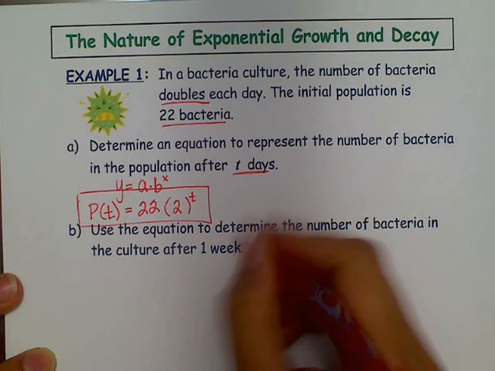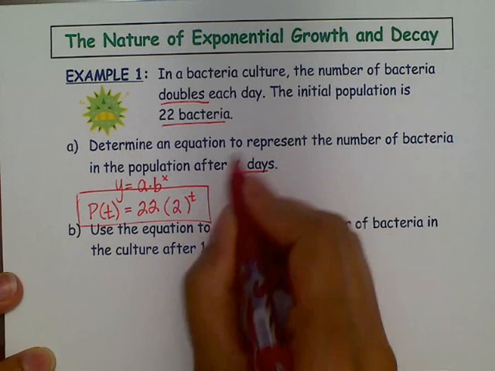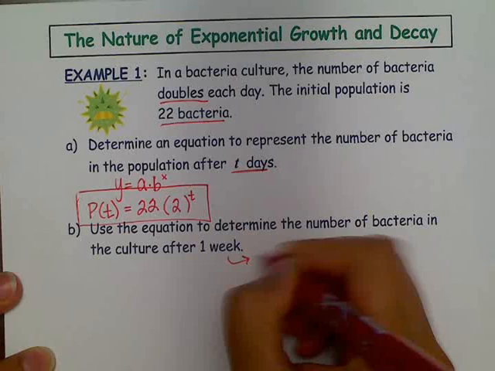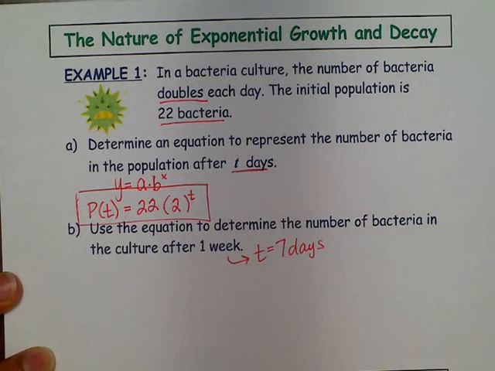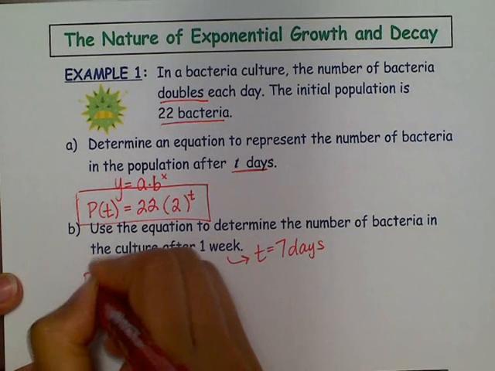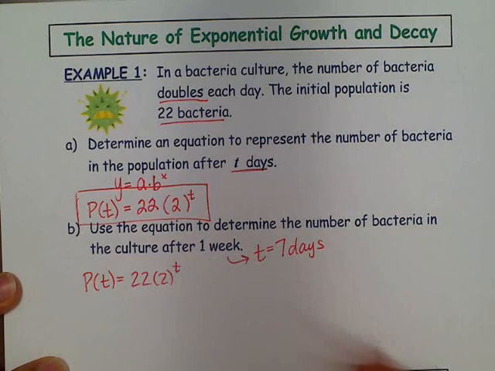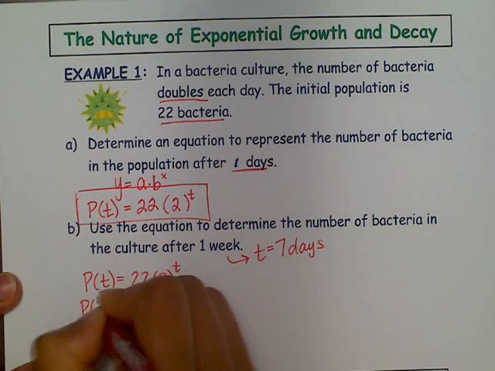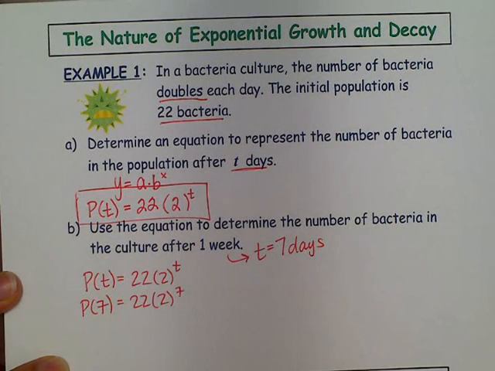And then it says use the equation to determine the number of bacteria in the culture after 1 week. Now you want to be careful. It's very tempting to plug in t equal to 1, but remember that t is in days, so we need to make sure that our time value is also in days. So 1 week is equivalent to 7 days, so we want to make sure we're looking at 7 days. So all I'm going to do is take the function that I created earlier, and replace t with 7, so find p of 7.